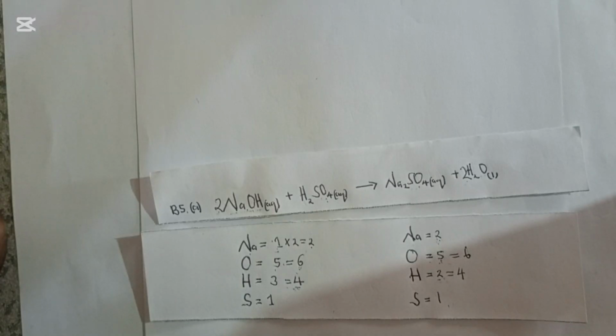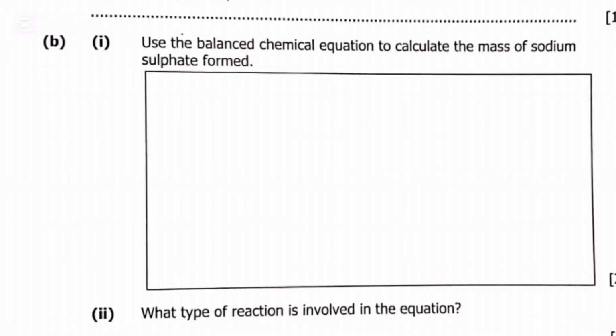We move on to the next question. The next question says, that is B, Roman numeral 1. Use the balanced chemical equation to calculate the mass of sodium sulfate. Now, on this one, we need to be very careful with this question because this part now requires us to use what we call the mole ratio, the numbers that we have used to balance the equation, or the coefficients on each of the compounds.